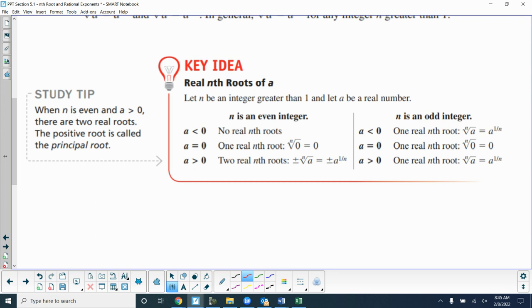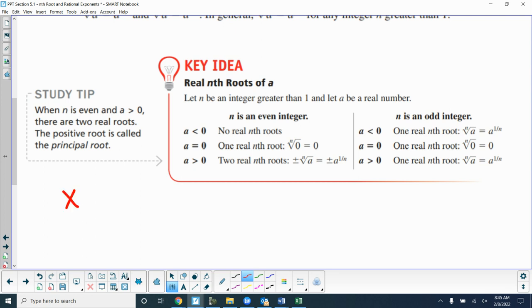So there's no real roots if we have an even index and we have a negative number. If our radicand, the number underneath the radical sign, is 0, no matter what the root is, the answer is 0. If you have a positive number under the radical sign, then you have 2 real roots. You have to use your plus or minus symbol. And we did that when we did equations.